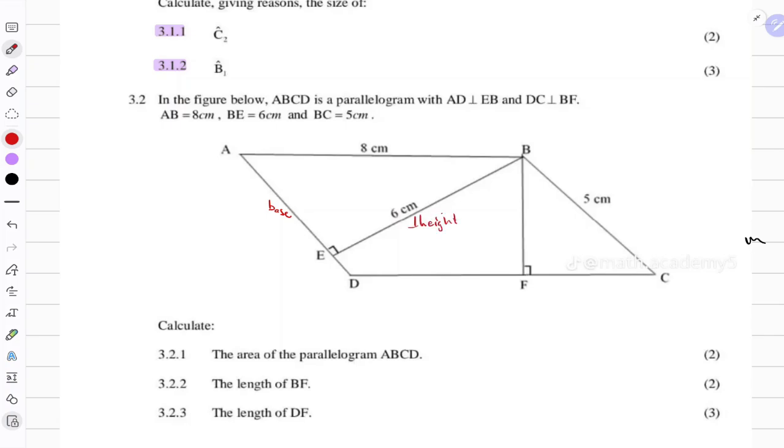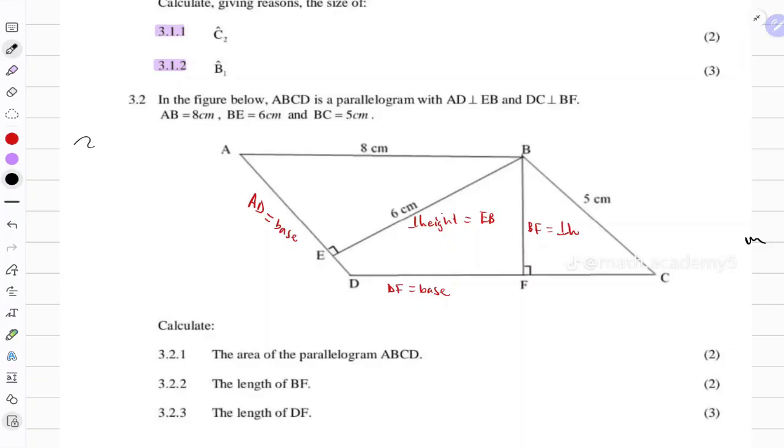And DF qualifies also to be a base, and BF qualifies to be the perpendicular height. So the question says calculate the area of the parallelogram ABCD. To calculate the area of this parallelogram, we have to apply the formula. We have to know the formula for calculating the area of a parallelogram.